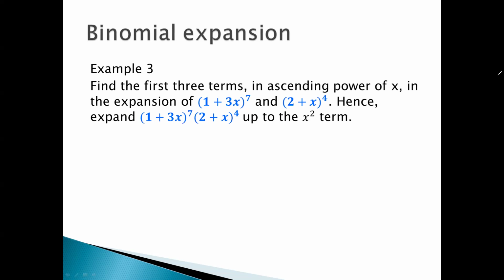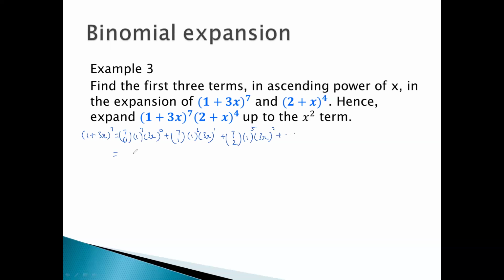Okay, so let's just do the first two expansions. 1 plus 3x to the power 7. I'm going to be doing this fast. This is 7 choose 0, 1, 3x, 0, 7. First three terms, 7 choose 1, 1, 3x, this will be 1, this will be 6. 7 choose 2, 1, 3x, this will be 2, this will be 5. Plus dot dot dot. Okay.